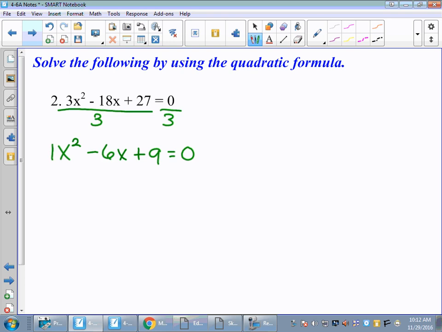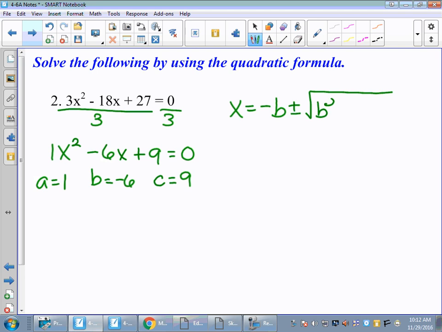My A value here is a positive 1. My B value is a negative 6. And my C value is a positive 9. I'm ready to start. Write the formula. X equals negative b plus or minus the square root of b squared minus 4ac all over 2a. I know some of you guys think that I'm crazy to have you show that work, but if you take the time to do it right the first time, it will save you time in the end from being frustrated and having it wrong and then having to redo it anyway.